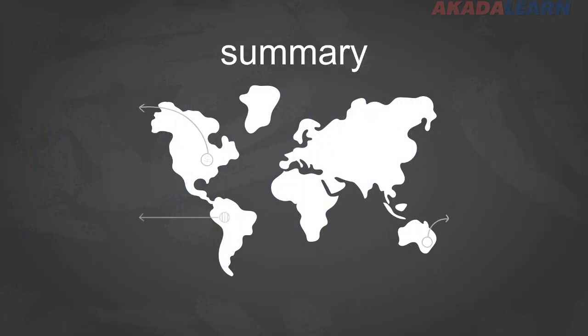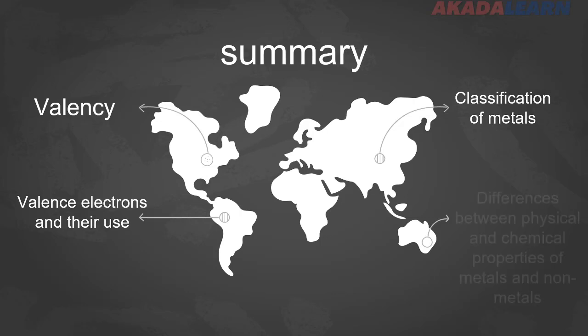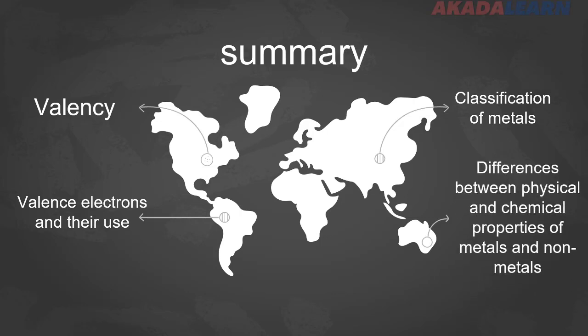Summary. In this class, we have studied valency. We also spent time to study classification of metals. We also went ahead to talk about valence electrons and their uses, how they can be used to know the group that an element will belong to on the periodic table. And finally, we studied the differences between physical and chemical properties of metals and non-metals.